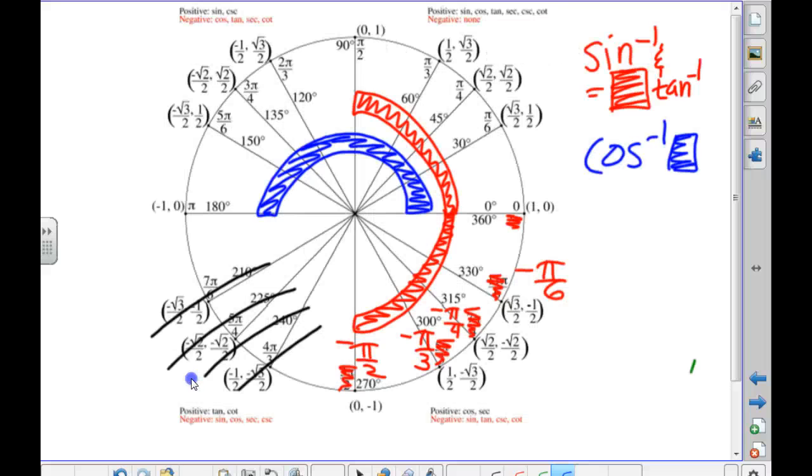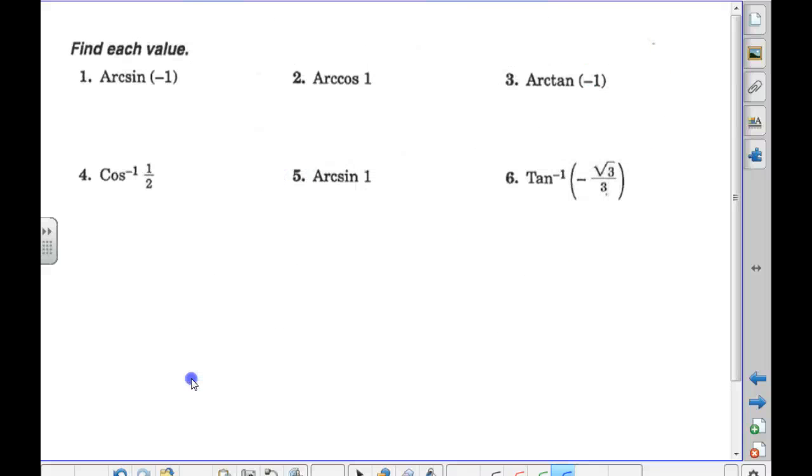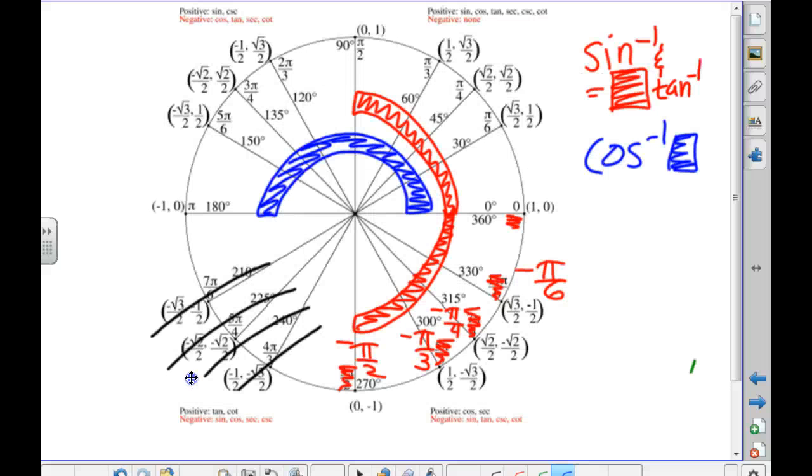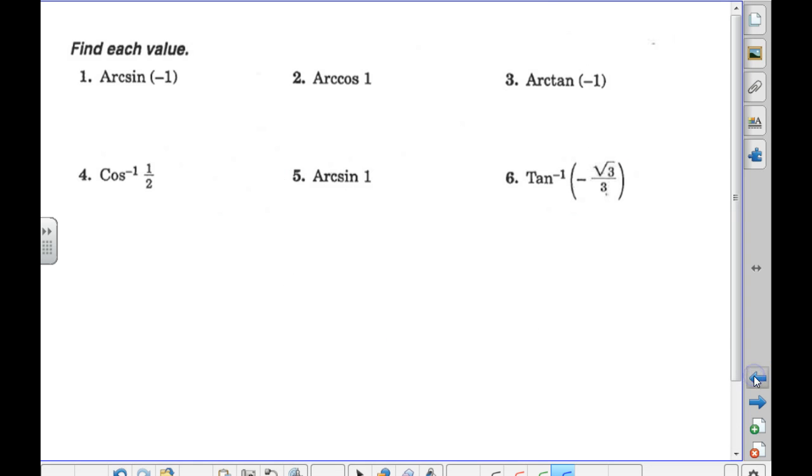Okay. This question number 1, where is the sine negative 1? That's all it's asking. One answer on your inverse unit circle, where is the sine negative 1? It's negative 1 right down here at the bottom, so we write what? Negative pi over 2. Be careful.